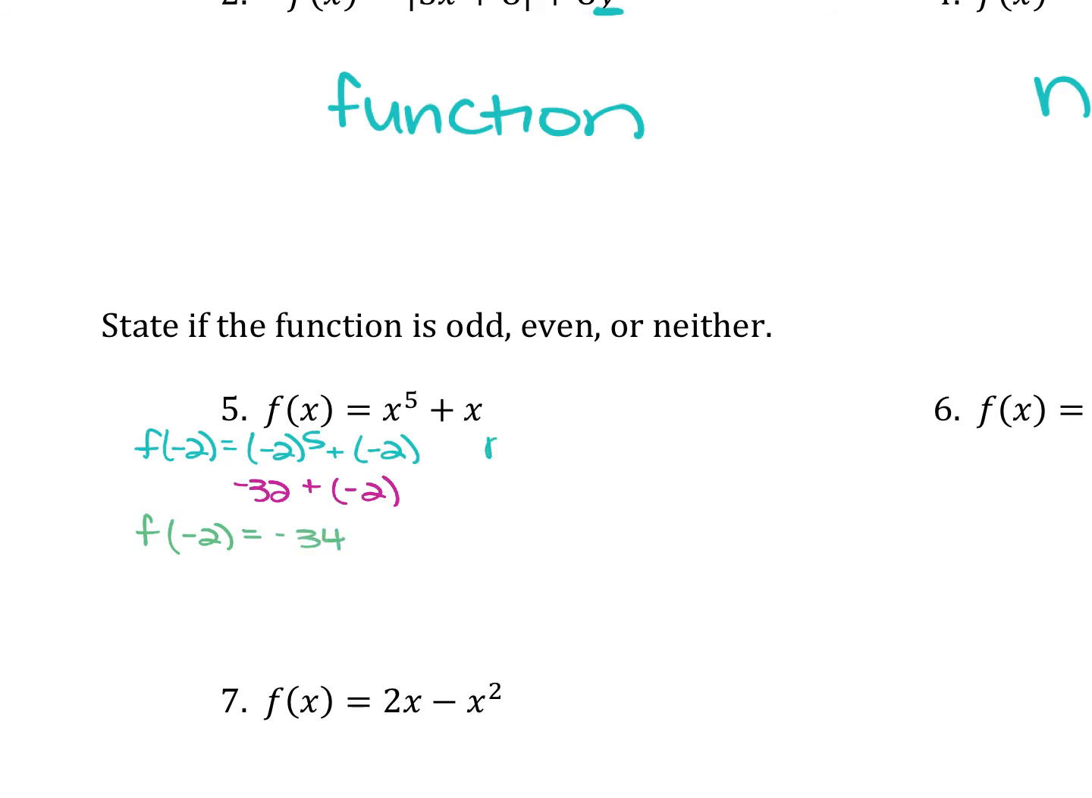We're also going to do the same thing with positive 2. So this is going to give us 2 to the 5th power plus 2. 2 to the 5th power is 32 plus 2 gives us that f of 2 is positive 34. These are opposites of one another, so this function is odd.